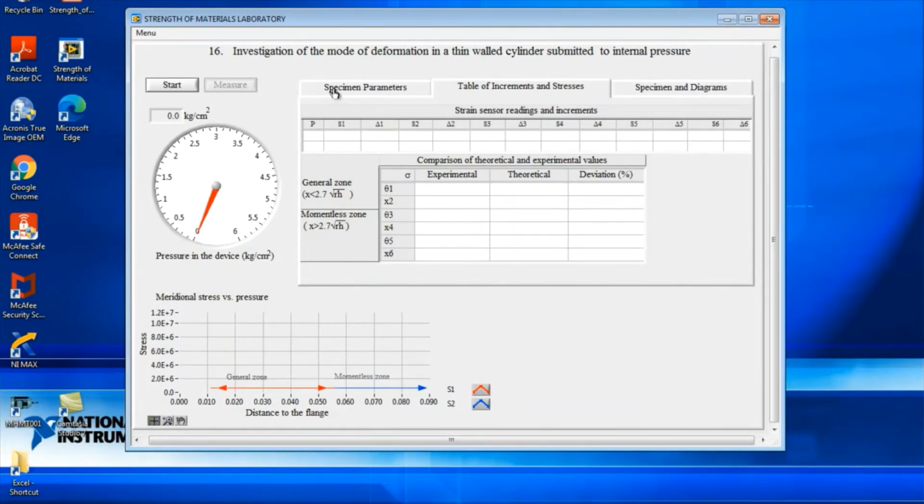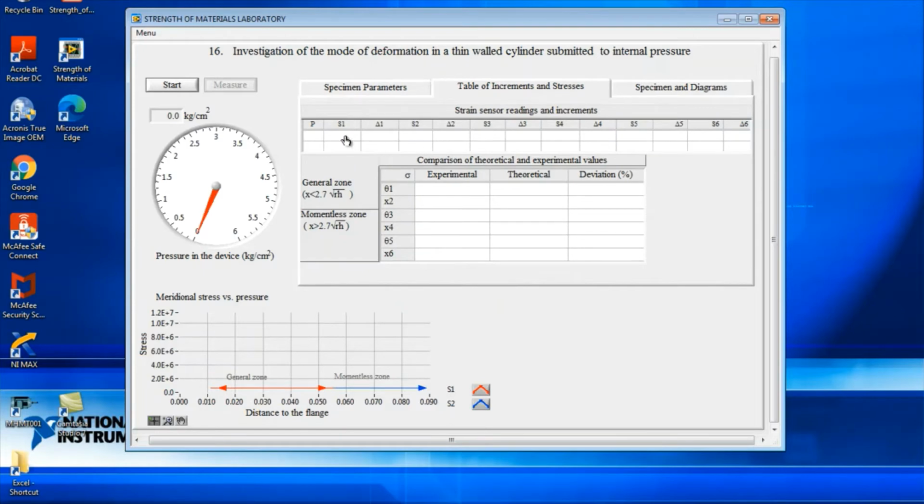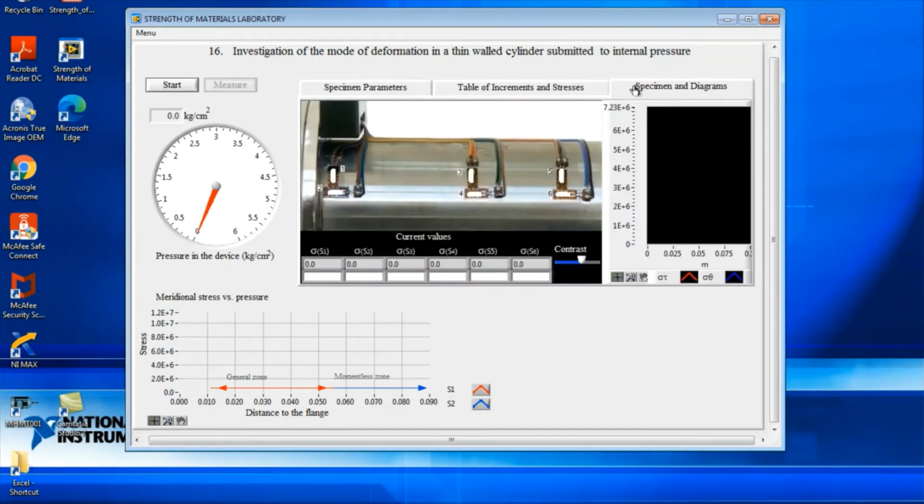So as usual, we have the specimen parameters. So this is the coefficient of sensors, diameter, modulus of elasticity of the material, Poisson ratio, the thickness of the wall, and all other specifications. Table of increments. So in this table we will see the readings, we will only apply two pressures, initial pressure and another high pressure. Specimen and diagrams. This is for the results of the sensors from 1 to 6.